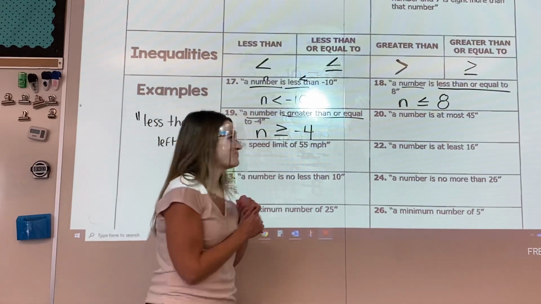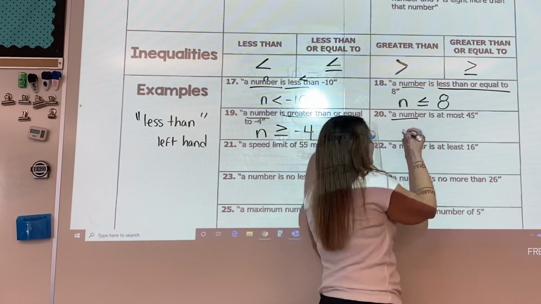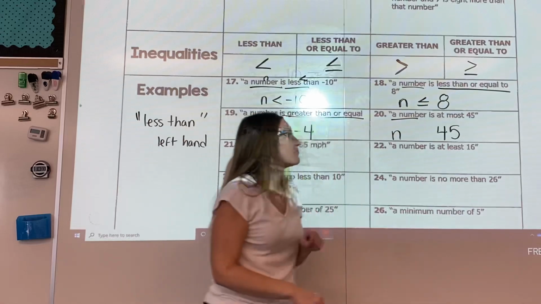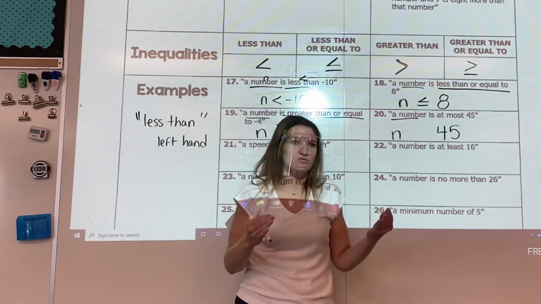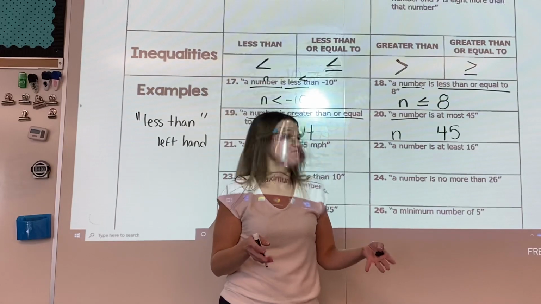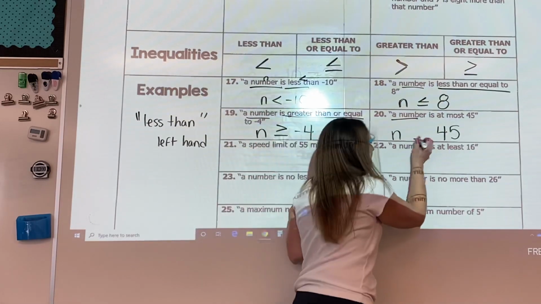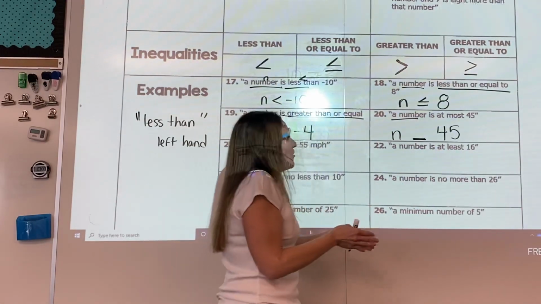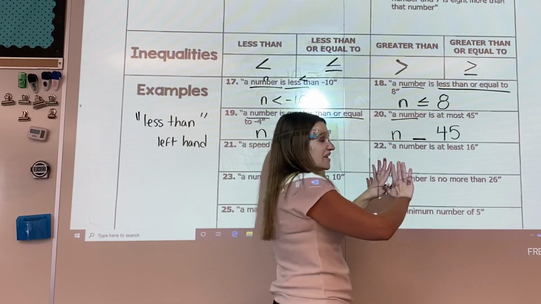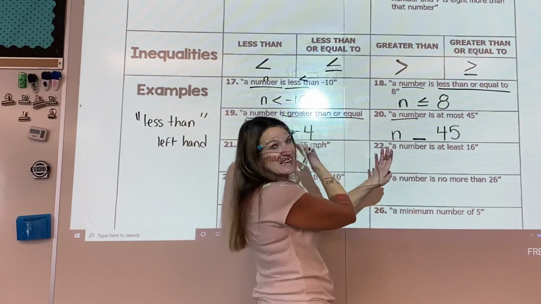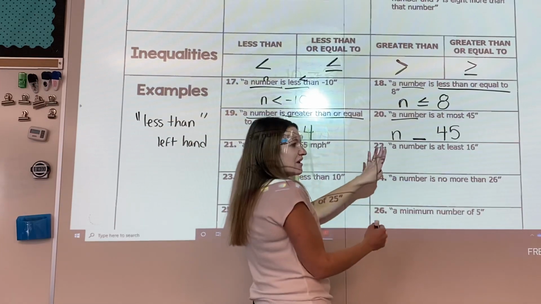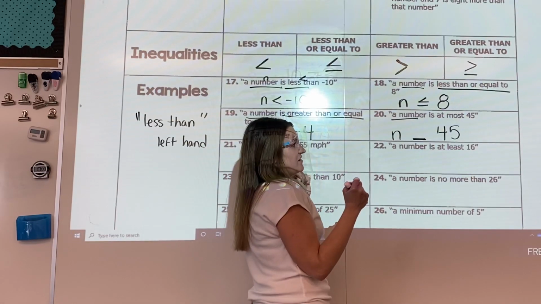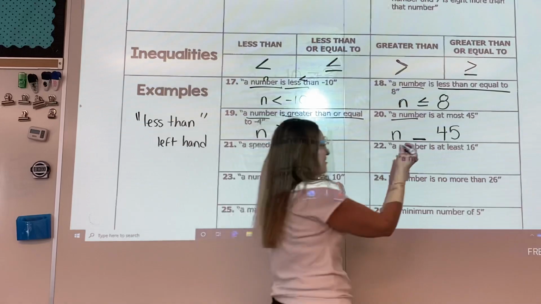Here's where it gets a little tricky. A number is at most 45. So before I throw our symbol in there, at most. If it's at most, can it be 45? Yes, it absolutely can. So we know it's going to have or equal to. The or equal to tells me that it can be that number. So at most. Does that mean it can be more than, or it has to be less than? What does at most mean? The most you can have is 45. Oh, so then less than. So it has to be less than or equal to.